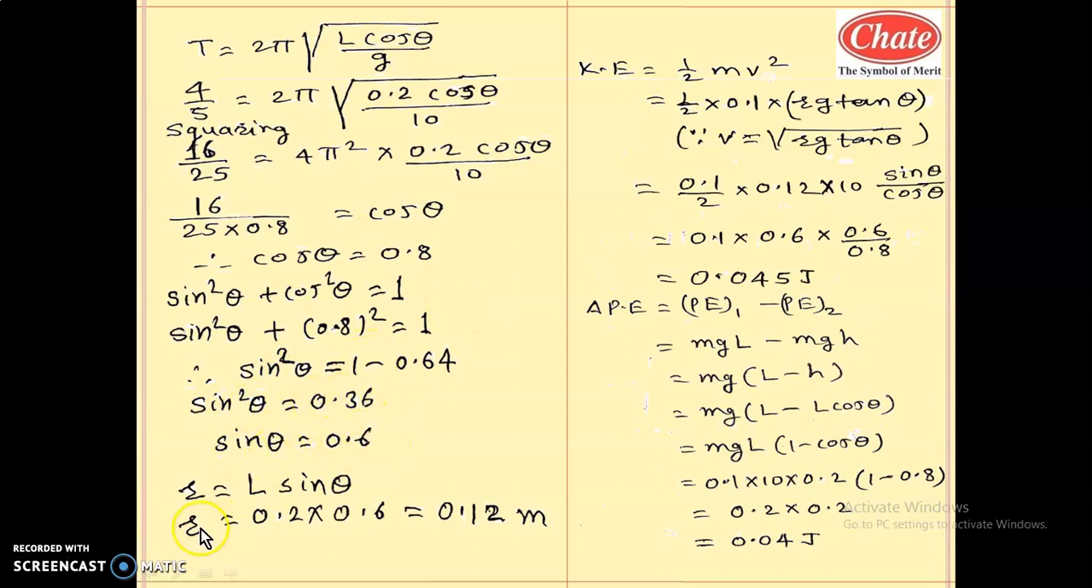So find the radius. Here r equal to L sin theta. So here length is 0.2 and sin theta value is 0.6. So finding the radius, r equal to L sin theta from the diagram, or as per that derivation, whatever the explanation we have studied. So r equal to L is 0.2, sin theta value is 0.6. So radius is 0.12 meter. If it is required, we can use.